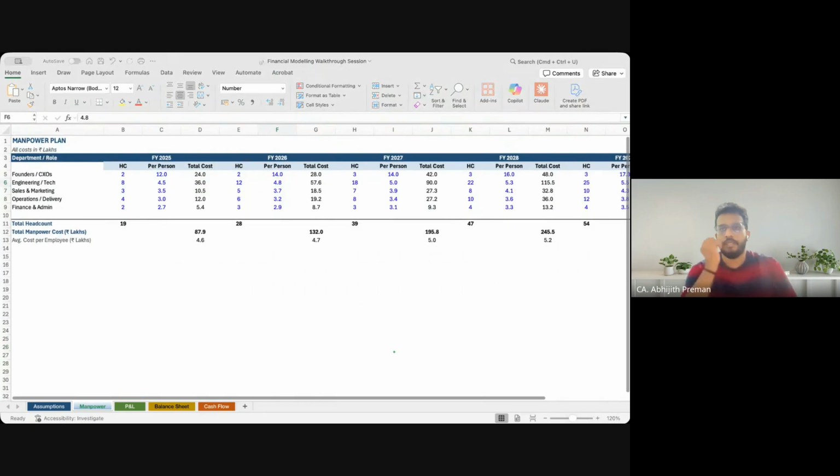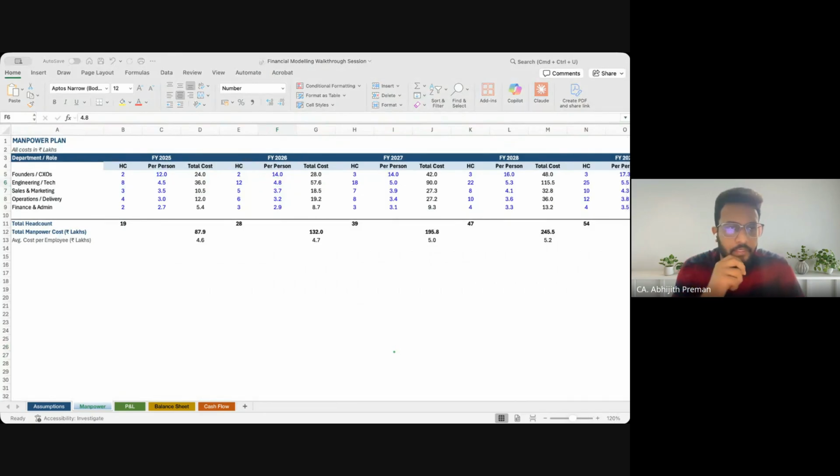So here if you see, I've kept different designations: founder, engineering, sales and marketing, operations, finance and admin. I've kept the headcount also here, 2, 8, 3, 4, 2. What is the average salary per person? So for founders, it is 12 lakh per annum. For engineering tech, it's, see, these are random numbers. Okay. So finance and admin, it's 2.7.